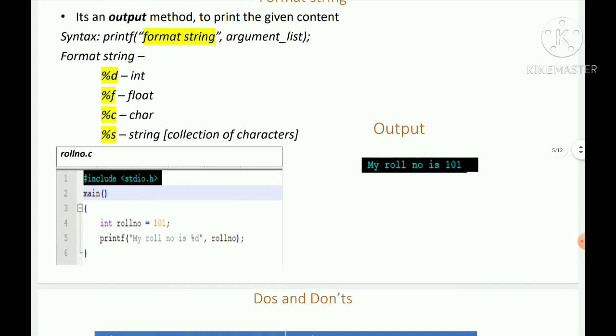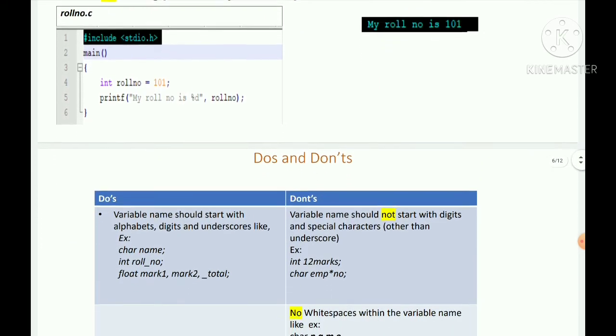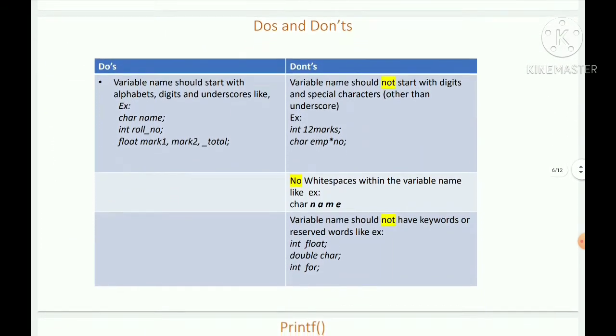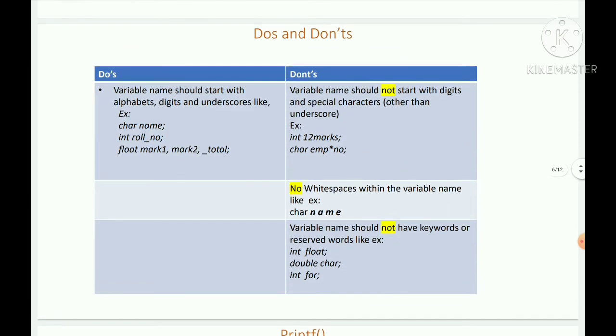Okay. So while you are declaring variables, you need to follow certain best practices. Like you have certain do's and don'ts. You need to do certain things and you should not do certain things. Let's see that. What are the do's? The variable name should start with an alphabet, and it can be continued with digits and underscores.